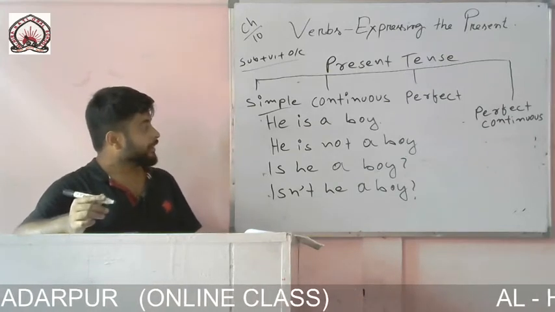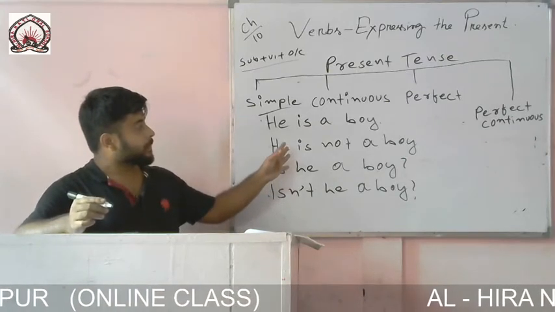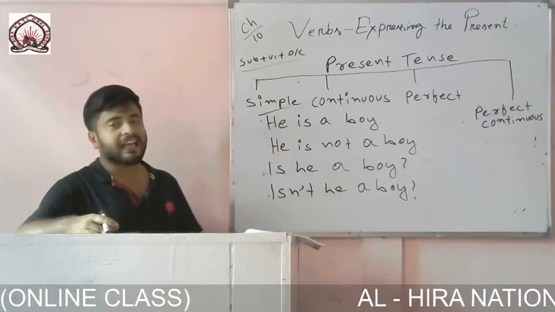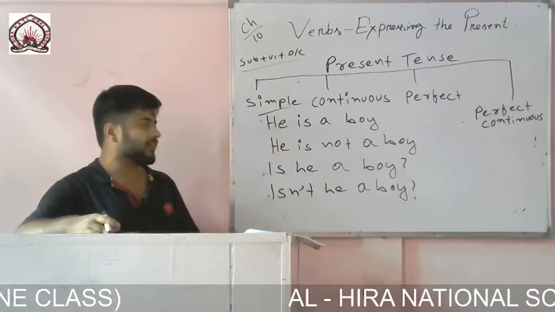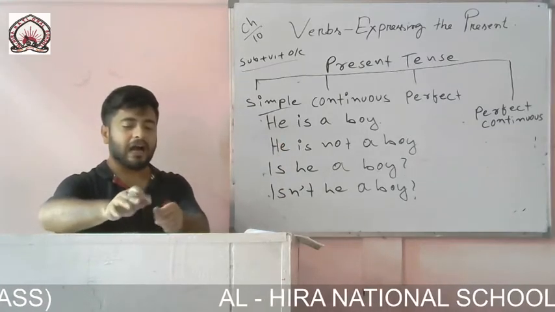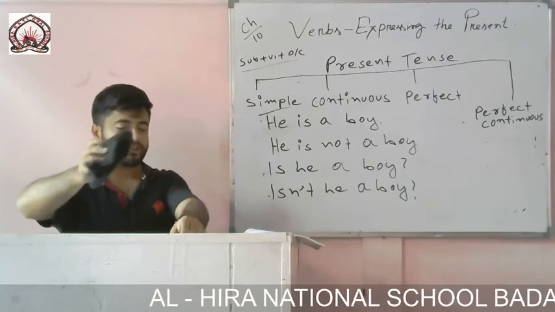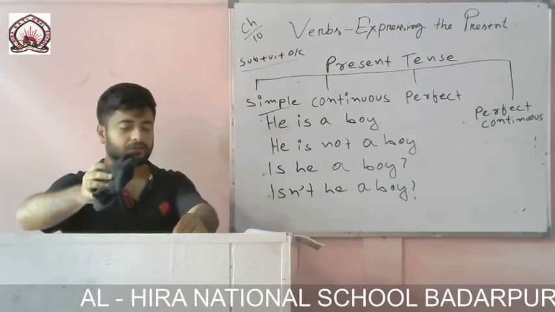Now if in place of a direct verb we get have, for example, I have a car, then how do we have to change it? How do we have to change it?